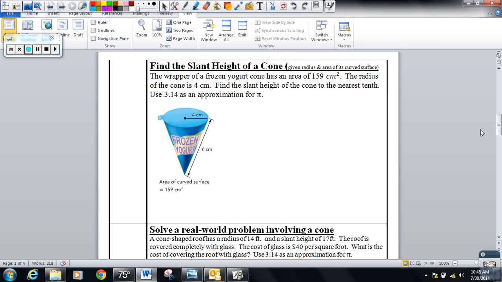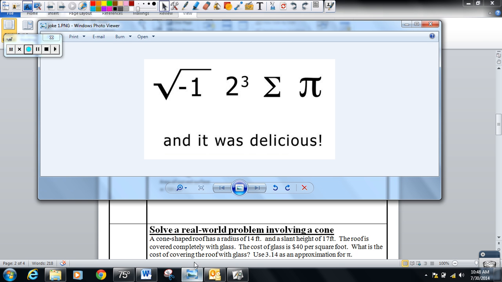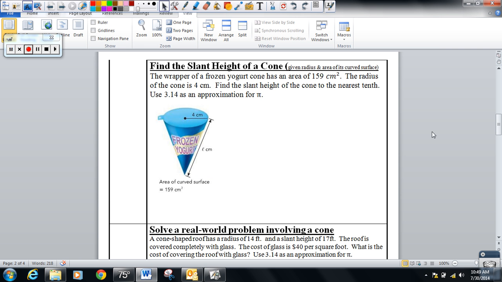Okay, so real quickly, we're going to take a break from the math part and bring up our math joke. If you look here, it says, "This, and it was delicious." So if you can figure out what this is, make sure you tell me tomorrow what it was. That's your challenge for tomorrow.